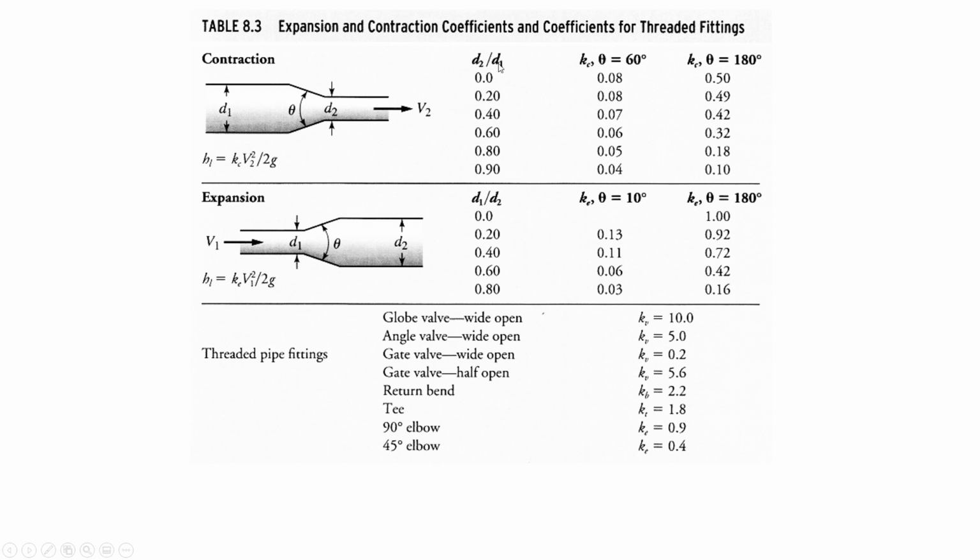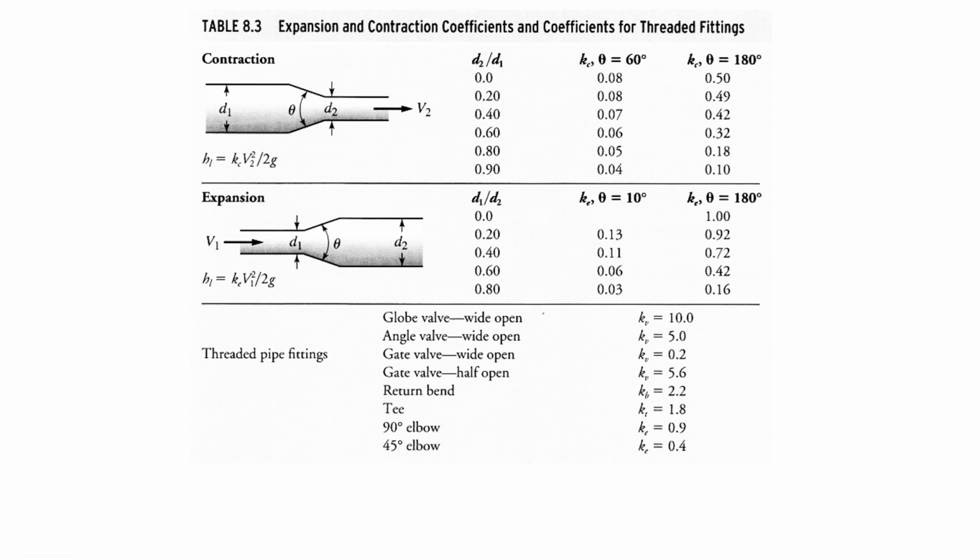So this D1 to D2 ratio is simply saying that if the two pipes are approximately the same diameter, meaning that, for example here, the D2 is 90% of the diameter of D1, so it's only a little bit smaller, then the K value is pretty small because there's not as much energy loss than if it was a more extreme transition. So look at the 180 degree angle, meaning that sudden transition.